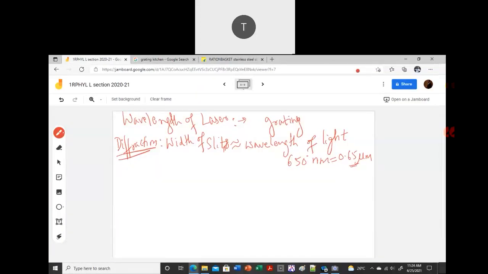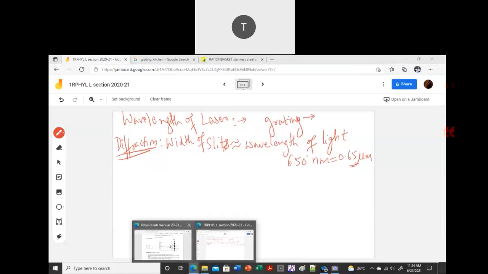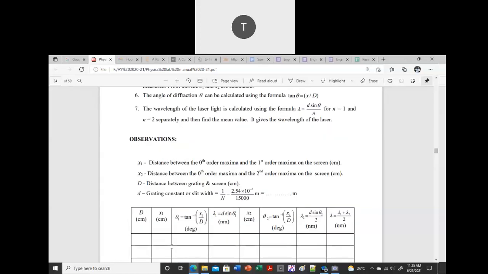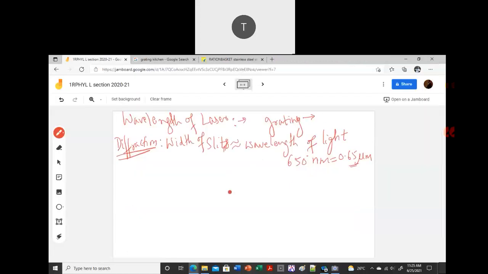So if I want to have diffraction, then I need to use a slit which is almost of the order of the wavelength of light. So for that we are going to use this grating. If you go back to your experiment, you can see here there is something called slit width or grating constant. It is 1 by n. I will just write this 1 by n, and then I will explain.